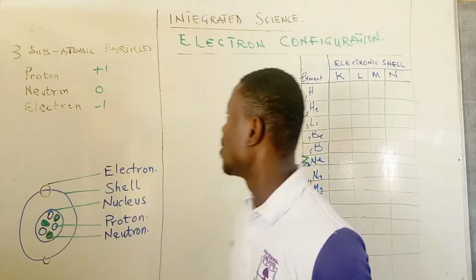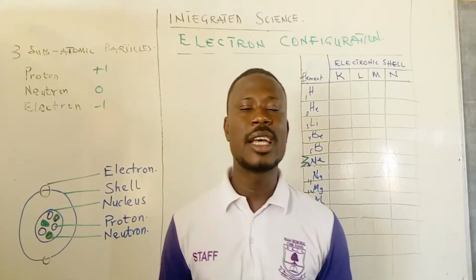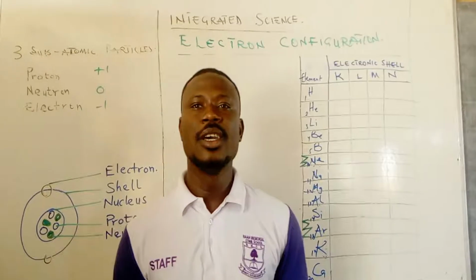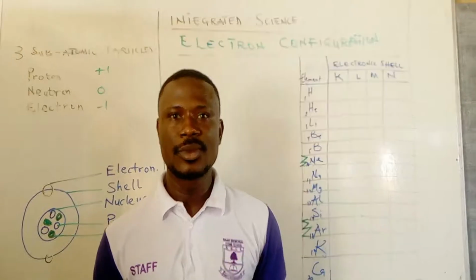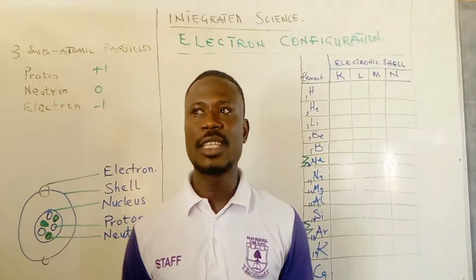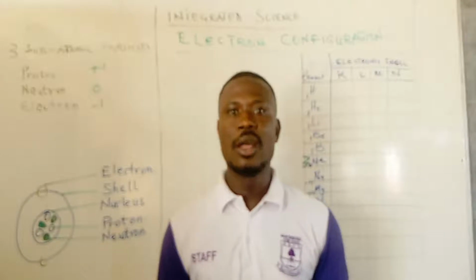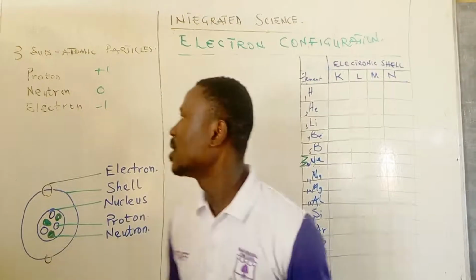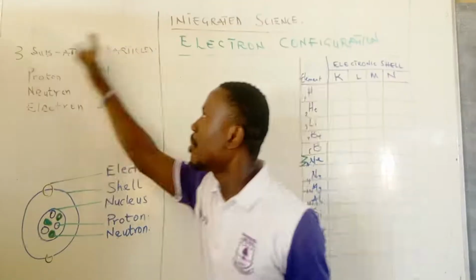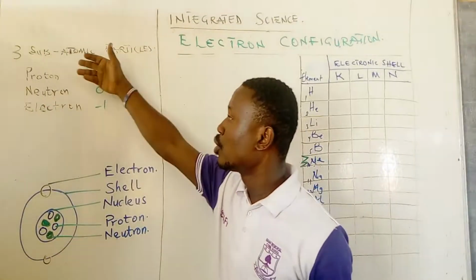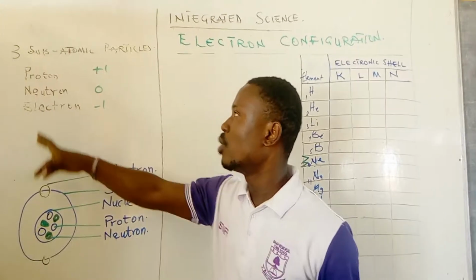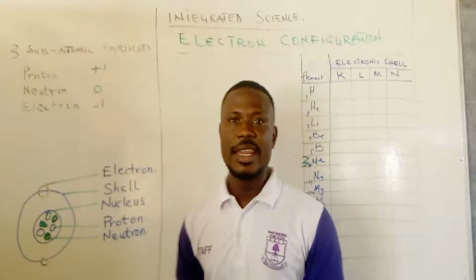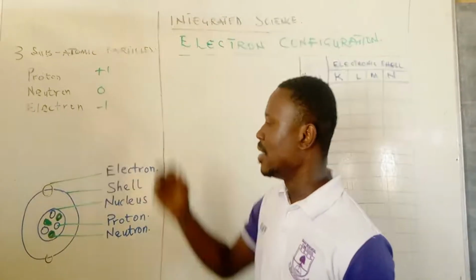On integrated science, I'm taking you on an aspect of chemistry, an intriguing topic, which is electronic configuration. Let's quickly go back to refresh our memories on atomic structure and atomic particles, where we came to appreciate that an atom has three subatomic particles, which are protons, neutrons, and electrons, with proton having a positive charge, neutron being neutral, and electron having a negative charge.